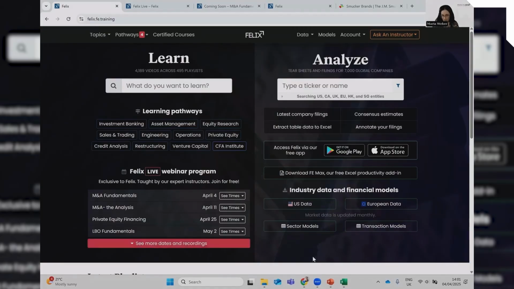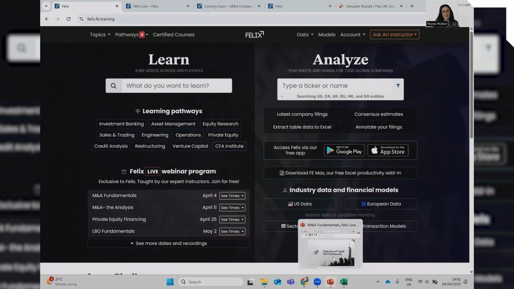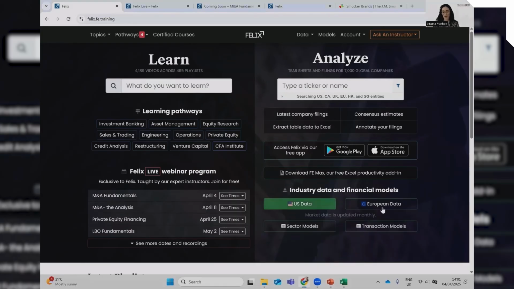Sorry, I thought I said valuation fundamentals, which is the thing that I did in my last Felix Live. So M&A fundamentals is what we are going to be talking about. I am going to be using some materials. I'm going to be using a simple M&A model.